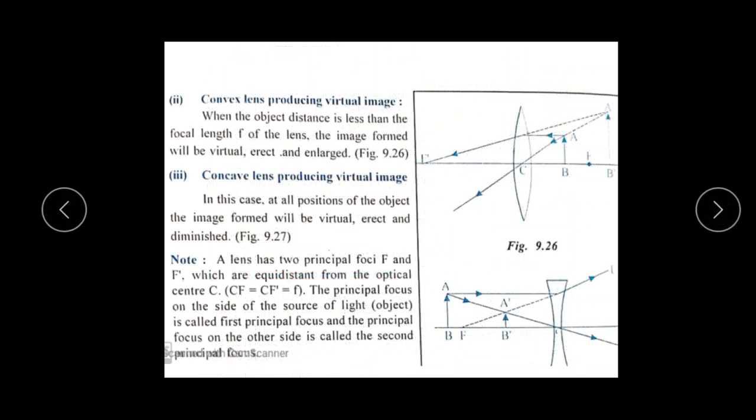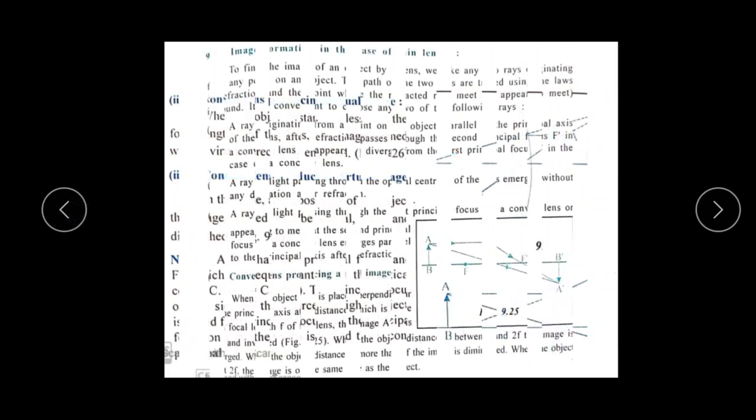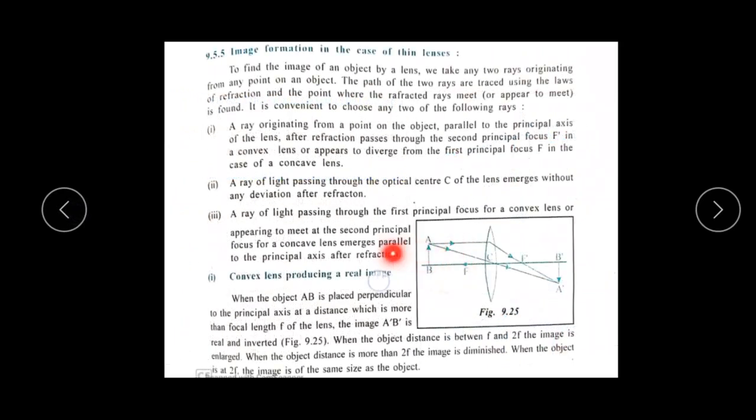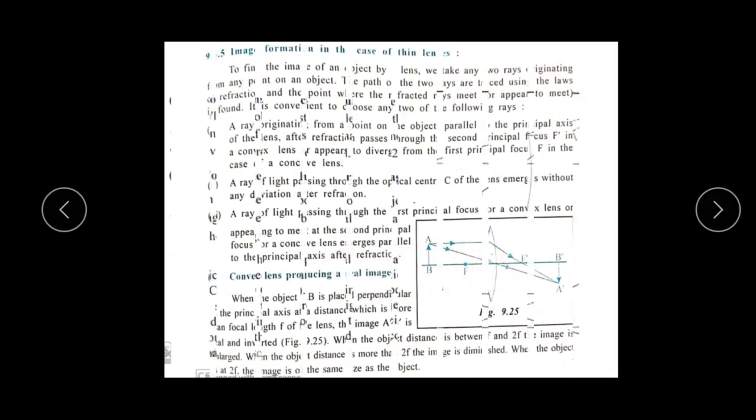First case. Now second case. In the second case, what happens here? The convex lens producing a virtual image. When the convex lens produces a virtual image: I already told that when the object is beyond f, then we'll get a real image. If the object is within the f, in such a condition, we'll get the virtual image.